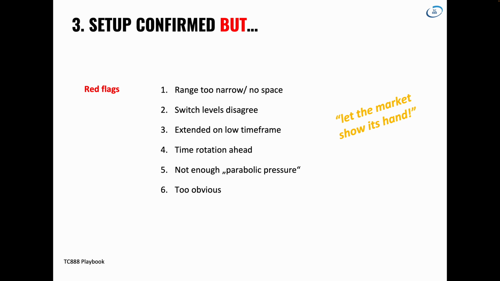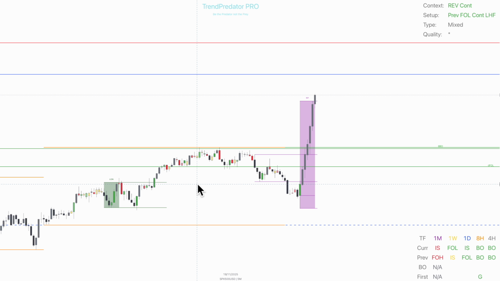So let's look at the charts. So here now an example, S&P, 19th of November. We have a potential reversal continuation long setup. You see here trend predator, previous fake out low, continuation, low hanging fruit, 1 star. It's not perfect, but it could be a nice setup. It's an inside week fake out low, so you potentially look for a rotation back up.